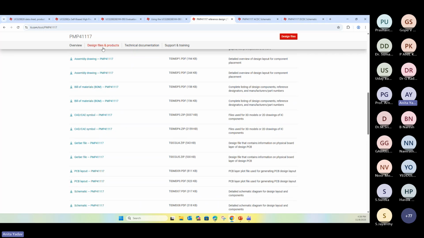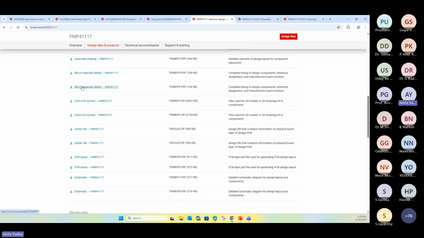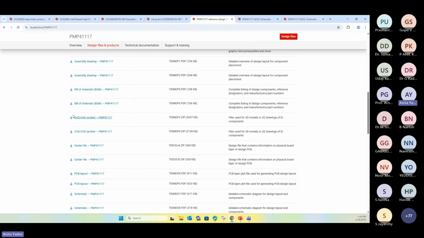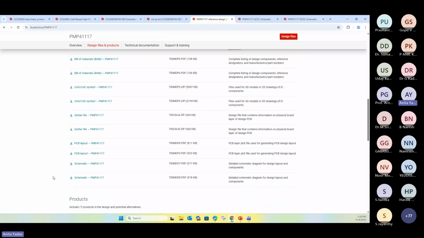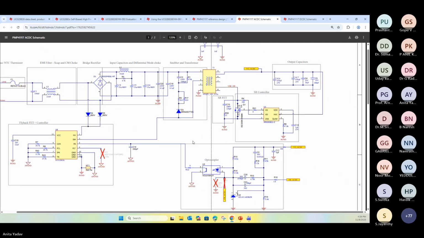In the design product files, you can get all the files needed. Here, the Gerber file and each and everything is available: assembly drawing file, BOM, CAD, Gerber files, PCB layout, schematic. So I have the schematic already open, and we'll quickly go through the schematic, how it looks like.